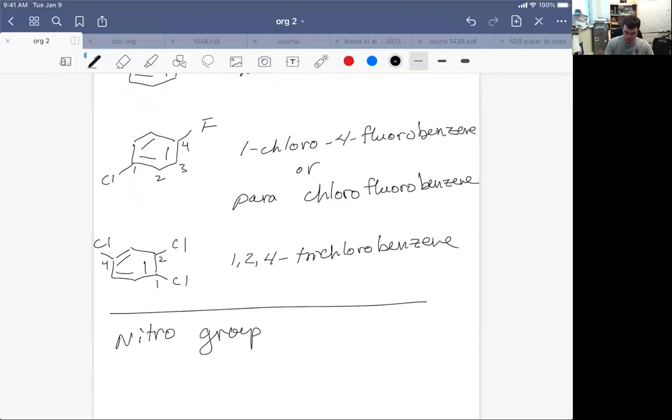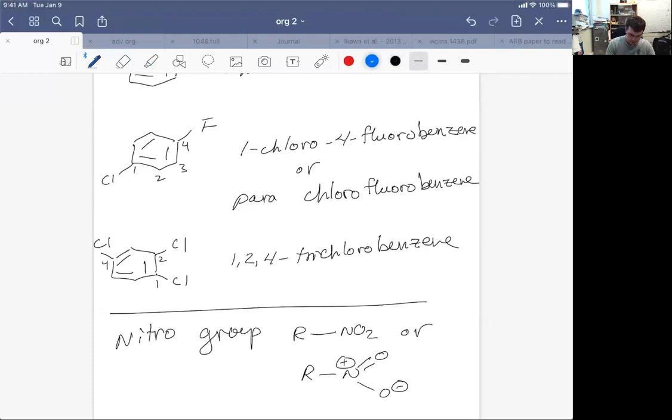The nitro group is when we have an NO2 hanging off of a ring. This has a tricky resonance contributor because we're locked in a charge-separated species. We've got our N plus and our O minus. And no matter how you consider this as a resonance structure, you have to have an N plus.